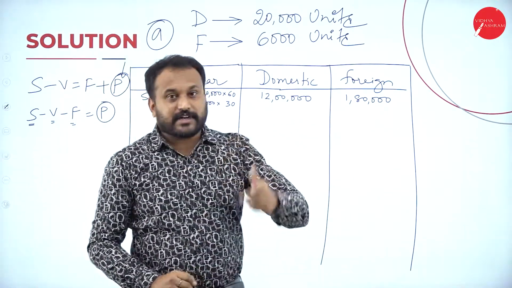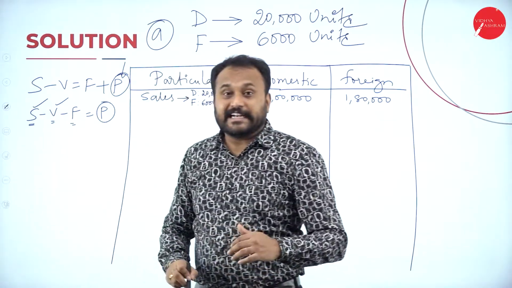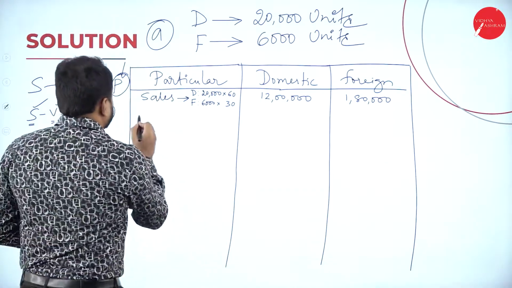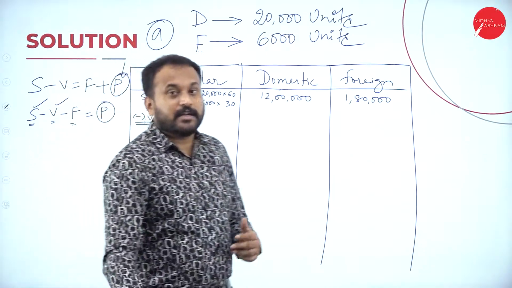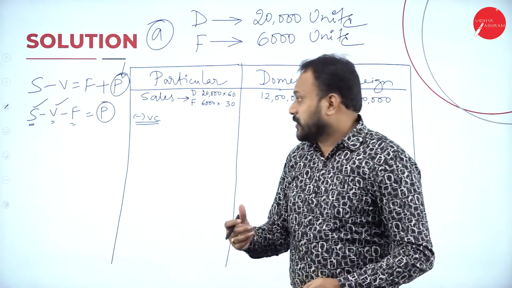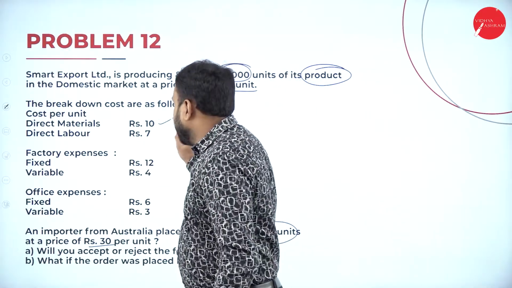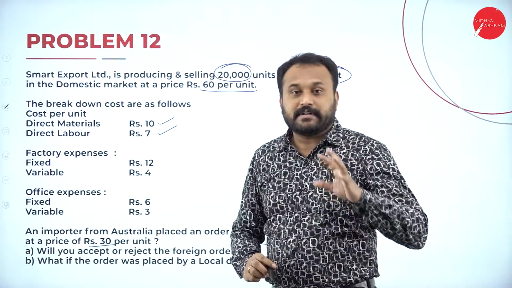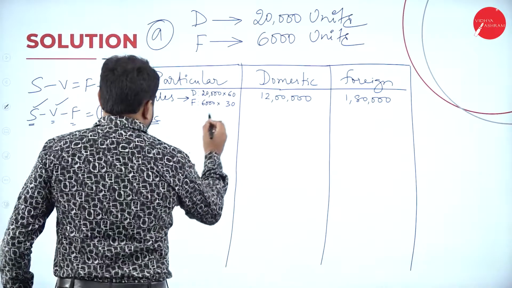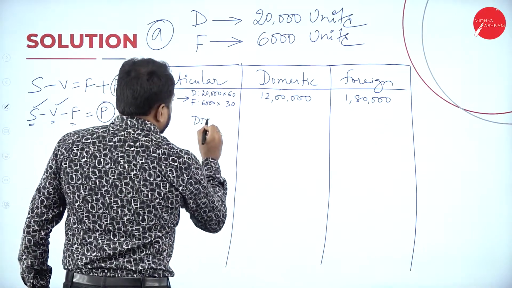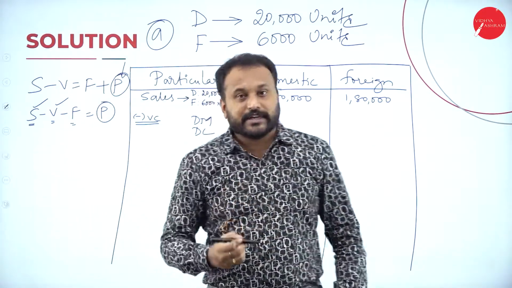Now what is the next function? Sales is done. I need to go with variable cost, and the function is negative, that is minus. I need to subtract. So here I'll write minus variable cost. Now in the problem we are supposed to check what variable costs we have. See variable cost, where exactly is it? We have direct material and direct labor. So we'll take first direct material, direct labor. Now I'll tell you how to go with the working note.